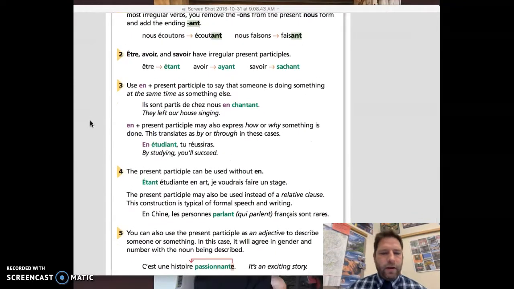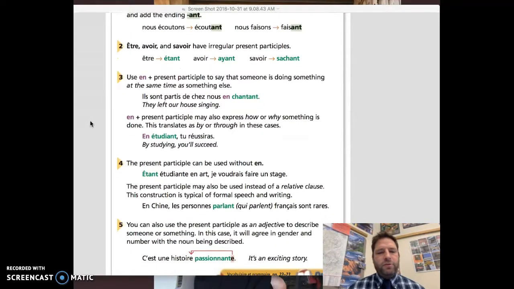So we're moving on, and the present participle can be used without en. It does not need en in its construction. So, étant étudiant en art, je voudrais faire un stage, which we've seen before in our letter writing, that they use this structure, étant étudiant or étant étudiante. So, being a student of art, I would like to do an internship, is the translation of the sentence.